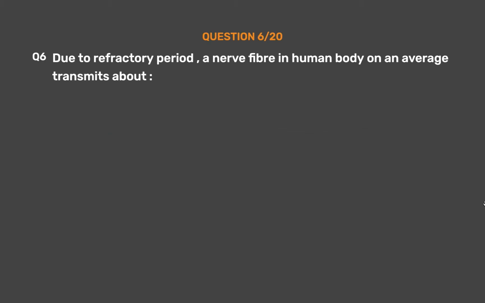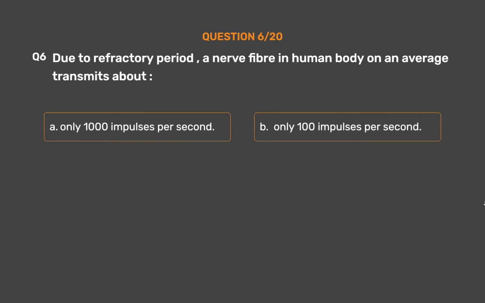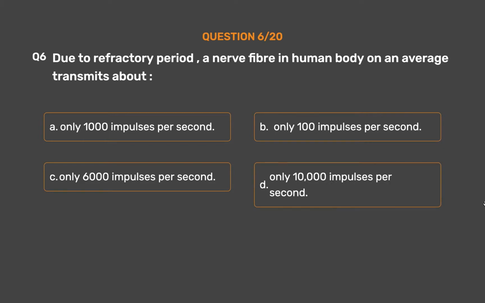Question number 6. Due to refractory period, a nerve fiber in human body on an average transmits about Option A. Only 1000 impulses per second. Option B. Only 100 impulses per second. Option C. Only 6000 impulses per second. Option D. Only 10,000 impulses per second.